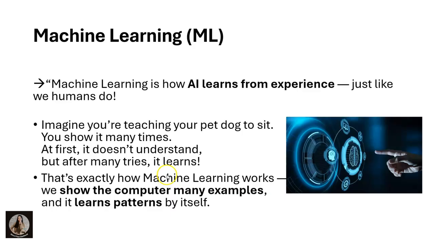And that's exactly how machine learning works. We show the computer many examples with the inputs and it learns the patterns by itself. After giving many examples to the computer, it will understand and learn the pattern by itself. In simple words, machine learning means based on the input that we have given, it will understand and learn that pattern. And it learns from experience, just like humans can do.